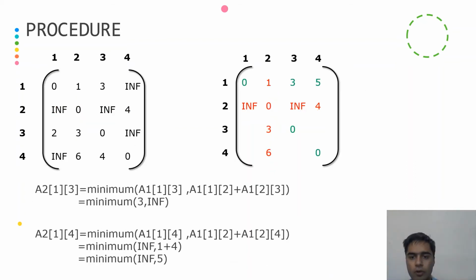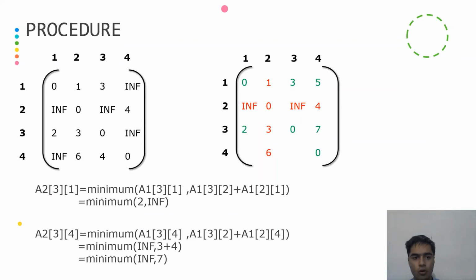Now first of all we are going to fill the diagonal elements of this matrix A2 with 0 because no self loops are allowed. Then we are going to first of all fill the element A2 1, 3. We are going to check if a shorter path exists if we take 2 as an intermediate. Here the minimum value is 3, so 3 is placed here. For A2 1, 4 we are also going to check if a shorter path exists if we take 2 as an intermediate. Here the minimum comes out to be 5, so 5 is going to be placed here in this matrix.